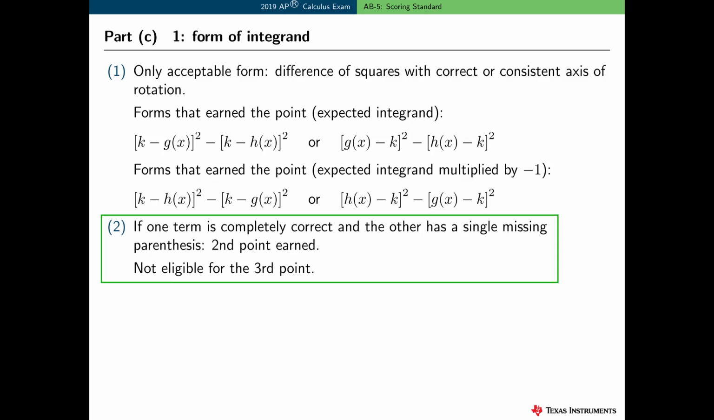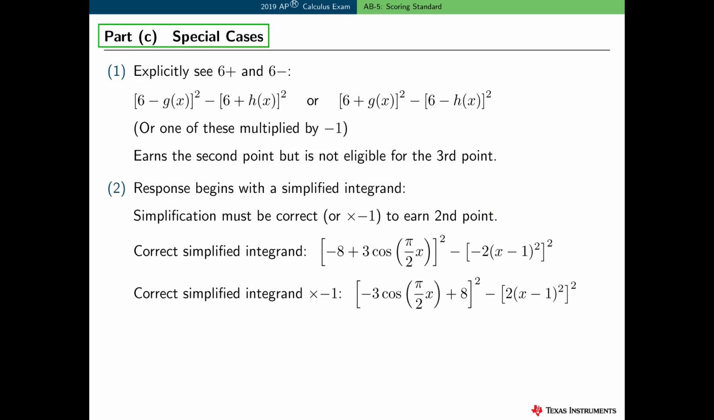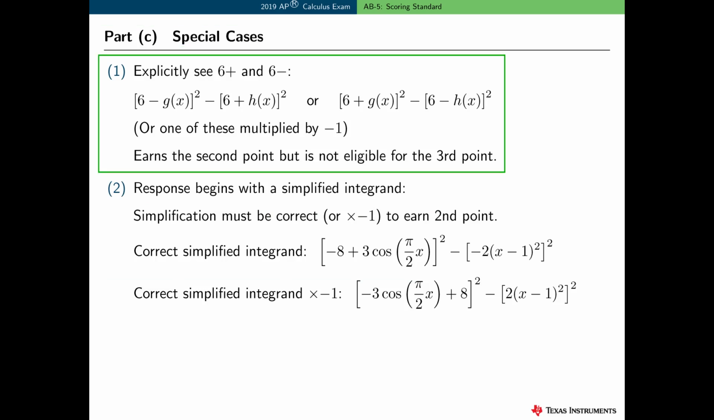Now, if one term is completely correct and the other has a single missing parenthesis, then the second point is earned, but the student is not eligible for the third point. There were a couple of special cases in Part C. Some students explicitly used a 6+ and a 6-, and here are a couple of examples. This earns the second point but is not eligible for the third.